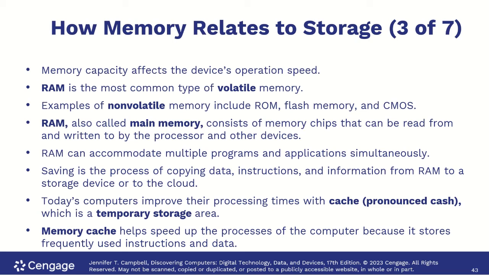Saving is the process of copying the data, instructions, and information from RAM to a storage device or to the cloud. Today's computers improve their processing times with cache, which is a temporary storage area. Memory cache helps speed up the processes of the computer because it stores frequently used instructions and data.